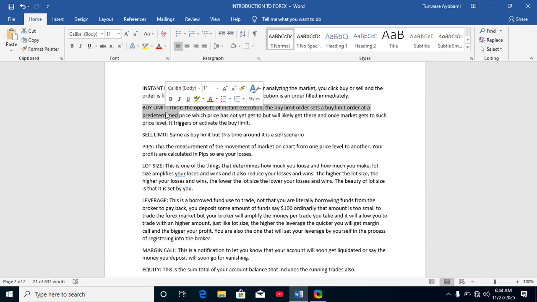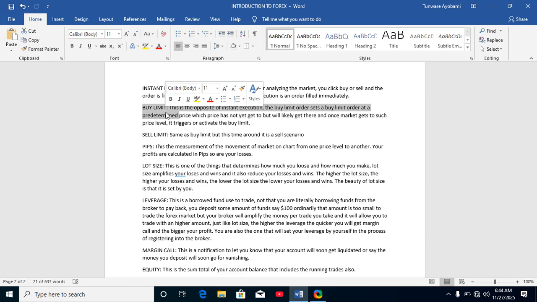Okay, so you now feel that the market is not going to buy at the present price where the market is now. You feel the market will buy when it gets to a certain price level, so the market is still going to come down to that level you are looking at. But when you open your chart, the market is still far from getting to that price level.